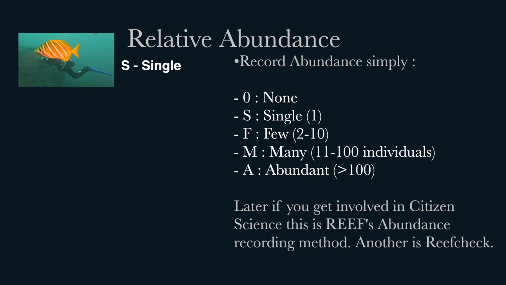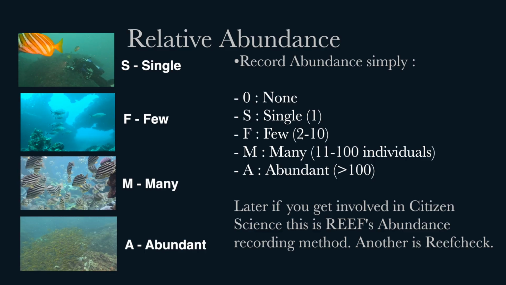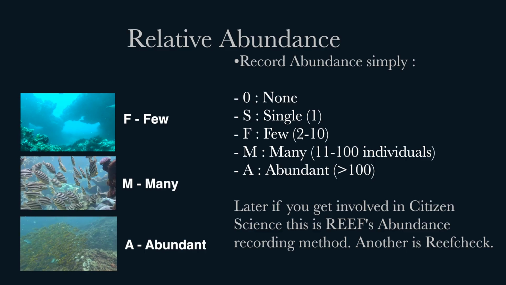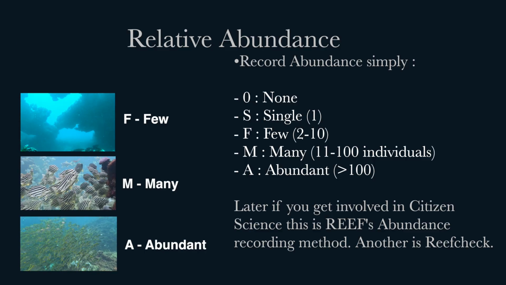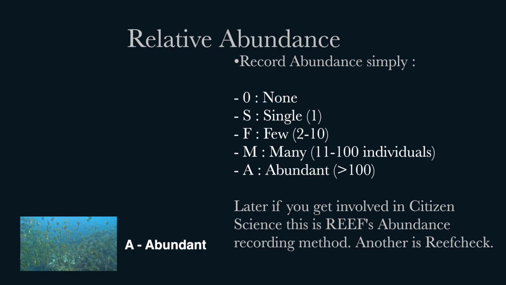Reef uses 0 for none, S for single, meaning 1, F for few, 2 to 10, M for many, 11 to 100 individuals, and A for abundant, more than 100. So basically think few, many, lots, few, many, abundant.